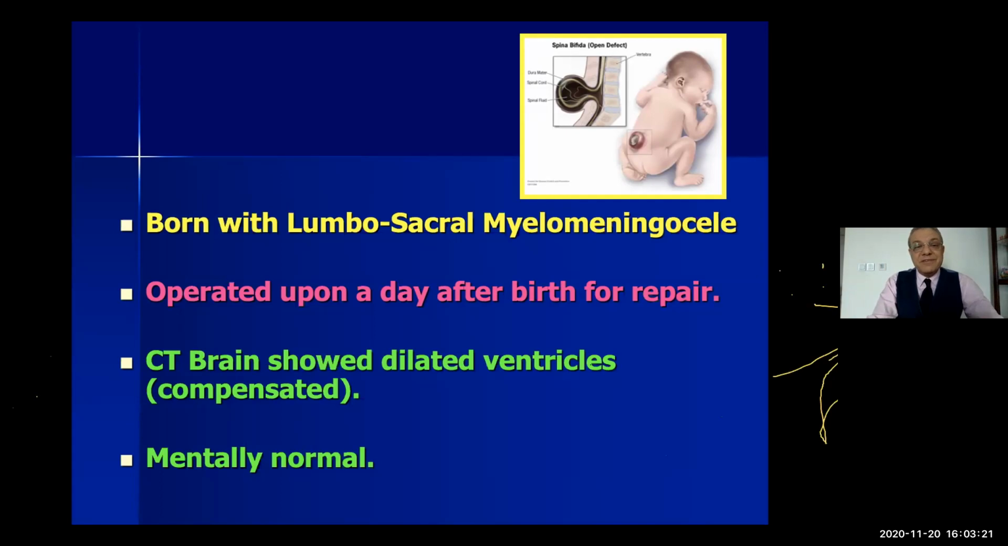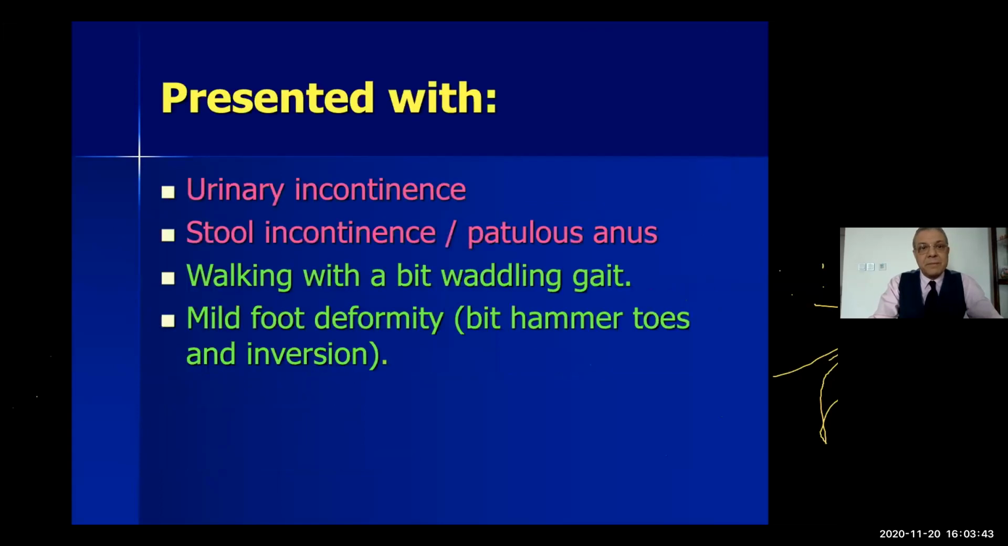So also, as I said, we should look at the brain. And when we had the CT brain, it showed dilated ventricles, but apparently it was compensated very well because the girl was absolutely mentally normal and she didn't show any cranial related manifestation. And I am going to show you these slides after a while.